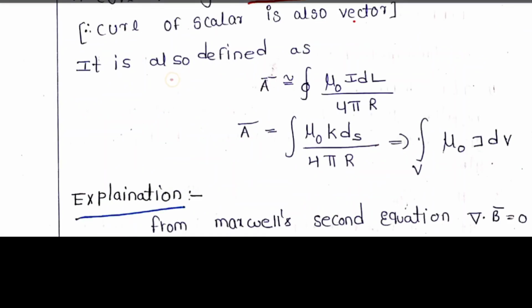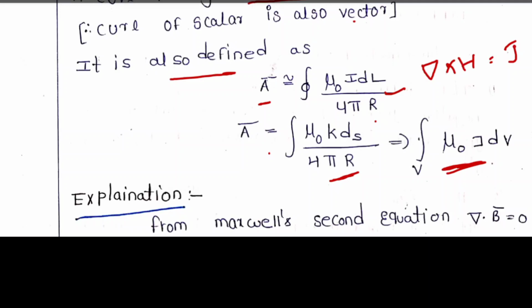It is also defined that the vector magnetic potential A bar is approximately equal to the closed integral of mu naught I dL by 4 pi r, which also equals mu naught K dS by 4 pi r, which also equals mu naught J dV by 4 pi r. From Ampere's circuit law, del cross H equals J. You already know this formula.